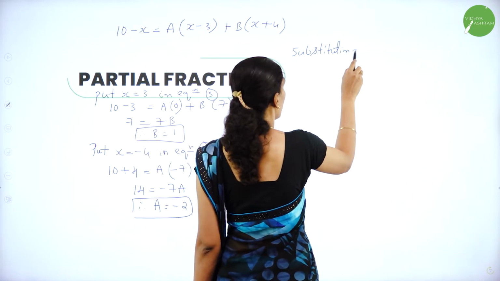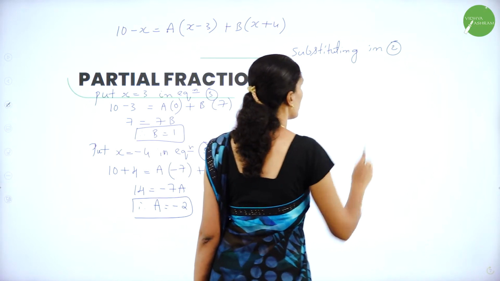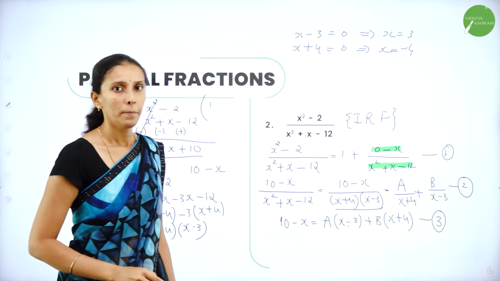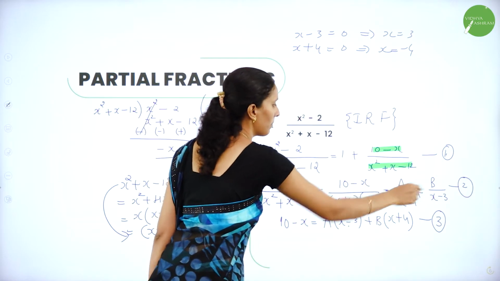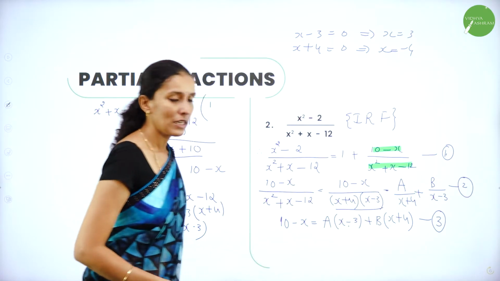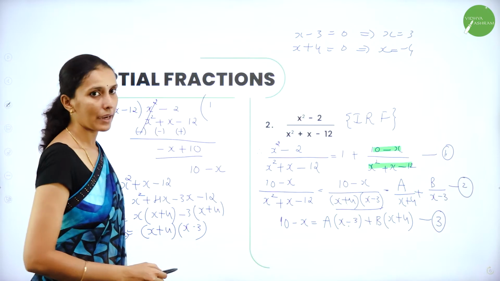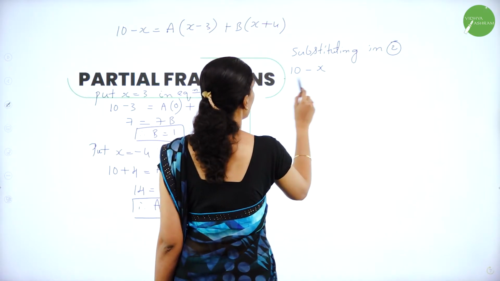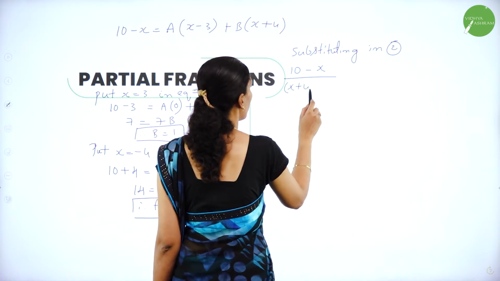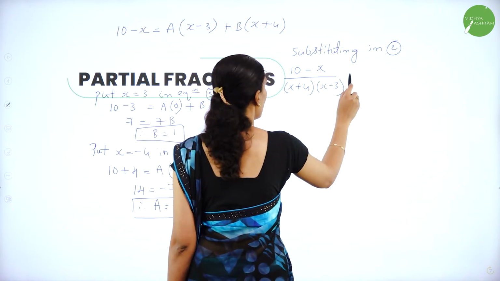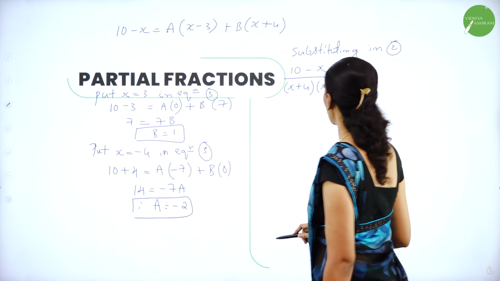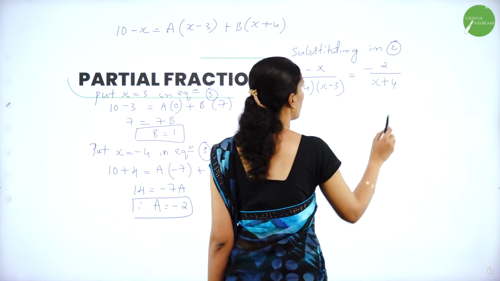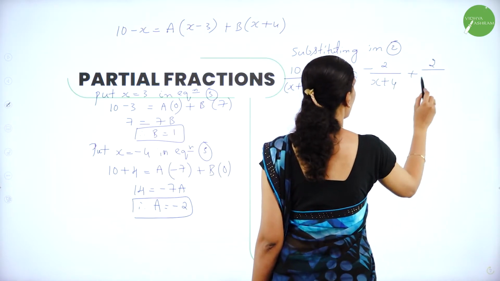Substituting in 2. So what was our equation 2? That is, we have written the partial fraction into two simple fractions. Now we got a and b. Just substitute the values of a and b. So what will we get? We will get (10 minus x) divided by (x plus 4)(x minus 3) is equal to, so the value of a is minus 2, therefore it is minus 2 divided by x plus 4 plus 2 divided by x minus 3.